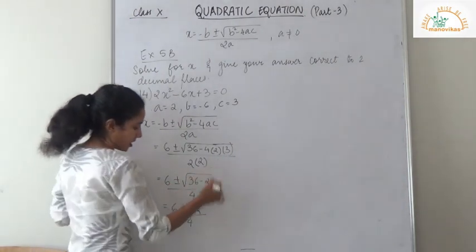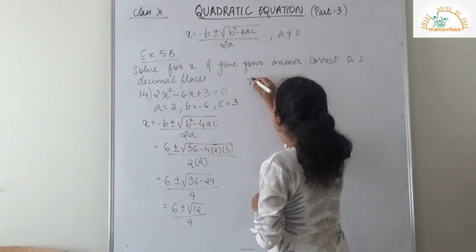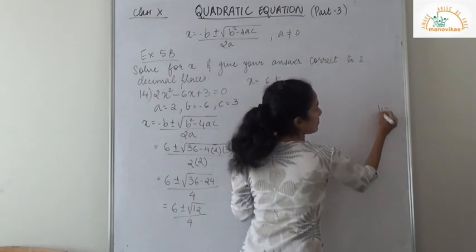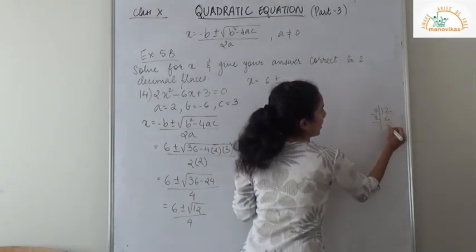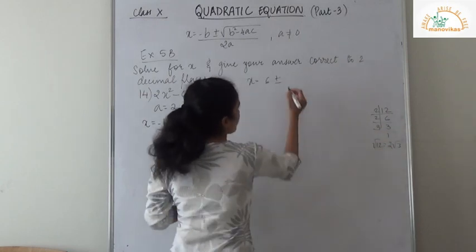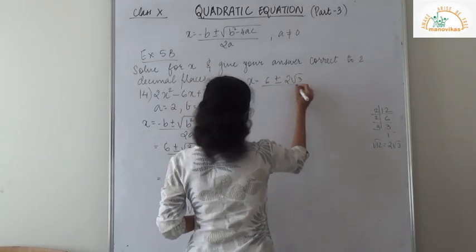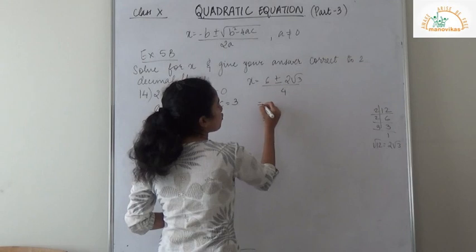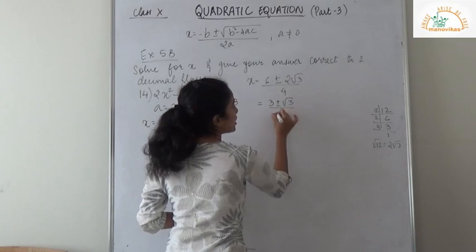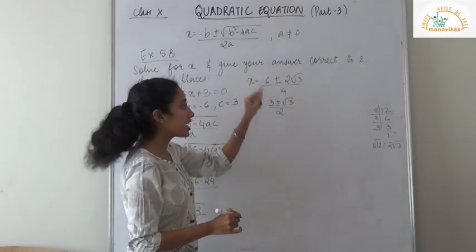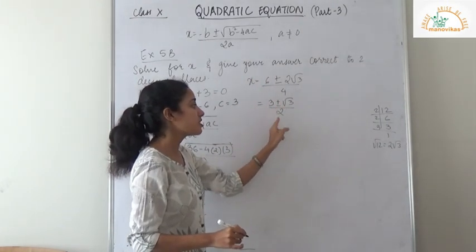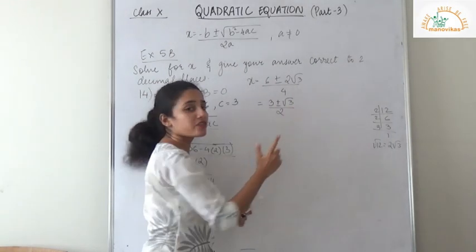Okay. Now in this case, I can write this as x is equal to 6 plus or minus, and in place of 12, I can do the prime factorization, and I see that 12 can be written as 2 root 3. So that will be 2 root 3 divided by 4. Taking 2 common in the numerator and then dividing it with the denominator, I get 3 plus or minus root 3 divided by 2.